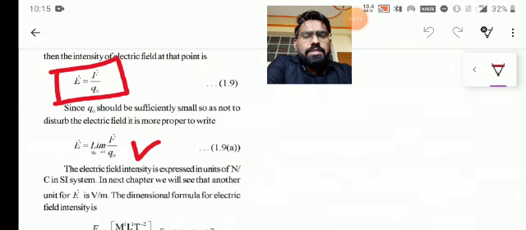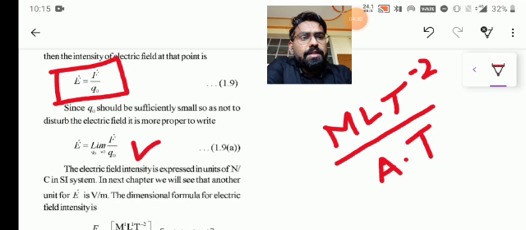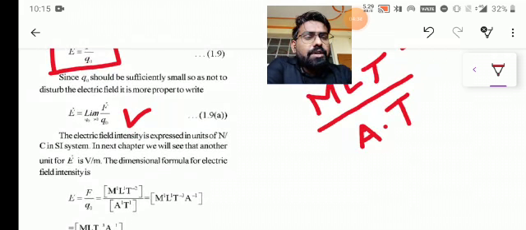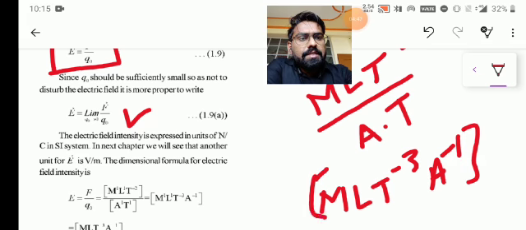So you just understand the limit of the intensity. Okay, now let's talk about the dimension formula of electric field intensity. You know that force is M L T^-2 and the charge is A into T. So the dimension of the electric field intensity is M L T^-3 A^-1. This is the dimension of electric field intensity.